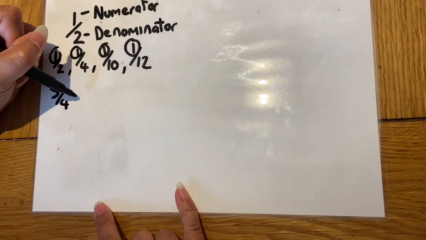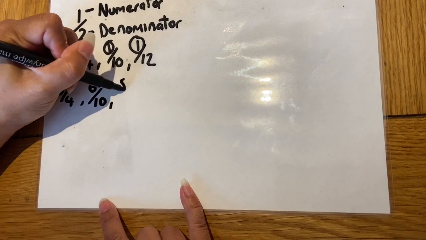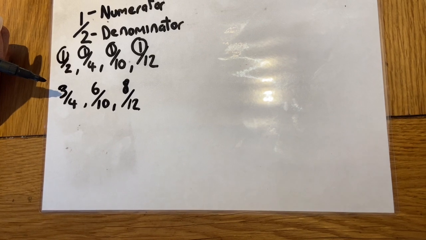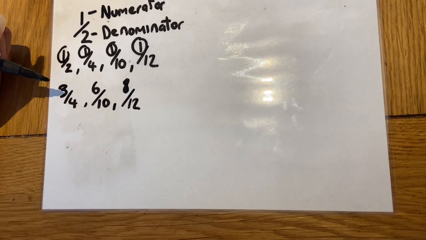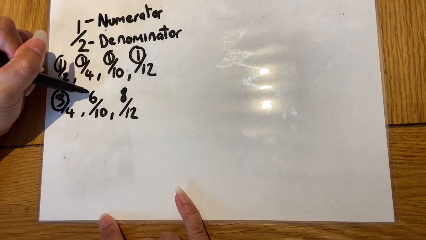3/4, 6/10, 8/12 are called non-unit fractions because the numerator, once again the top number, is more than 1.